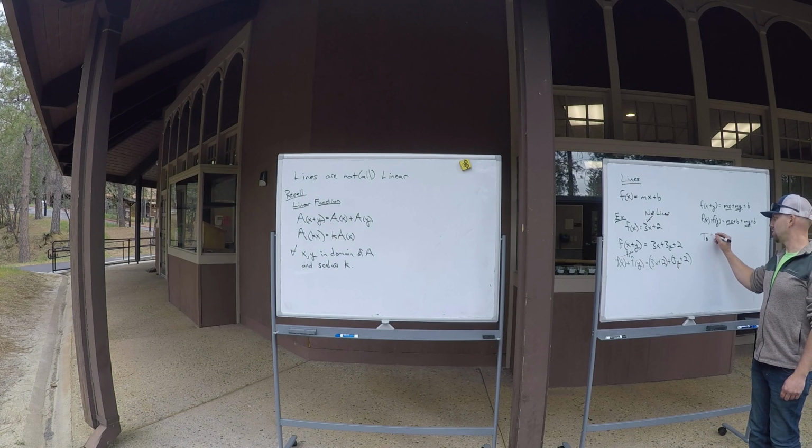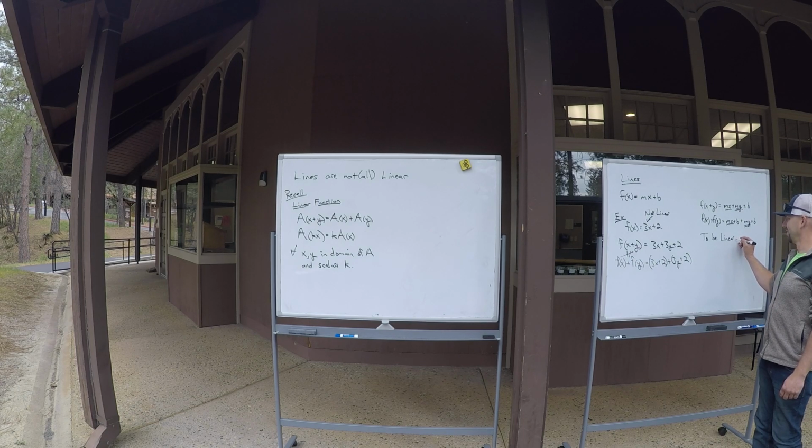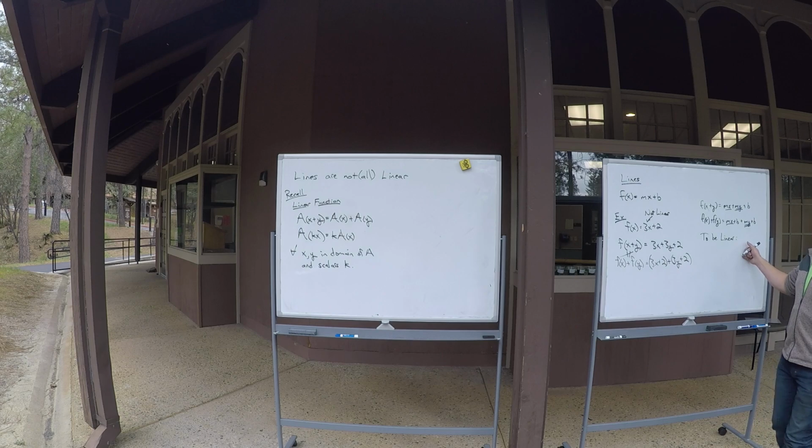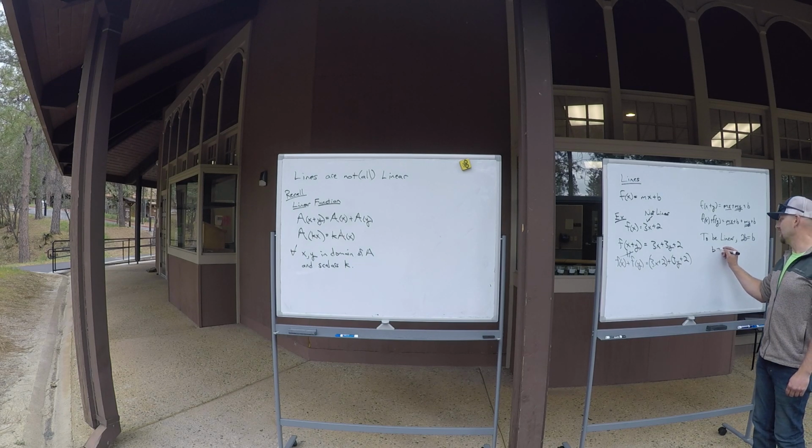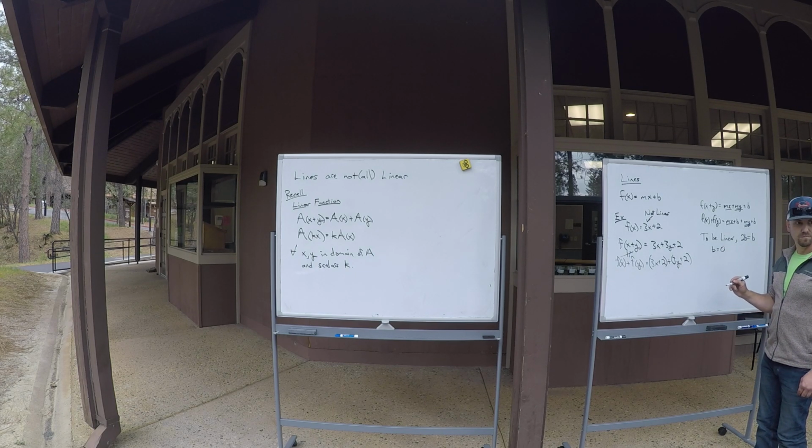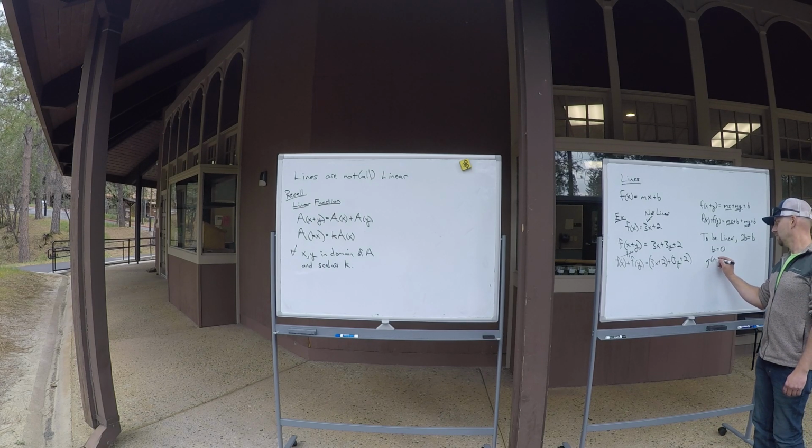Okay, so to be linear, I thought you were going to write 2b or not 2b. To be linear, 2b must equal b. Therefore, b must equal 0, right? So to be linear, b has to be 0, yeah? Okay, so now I'm talking about functions like g of x equals mx, right?